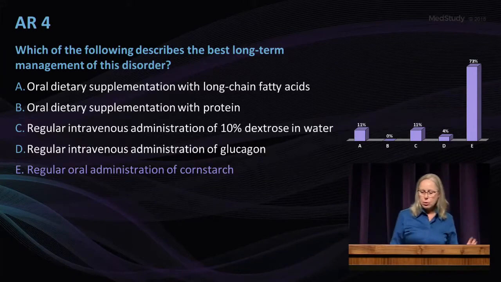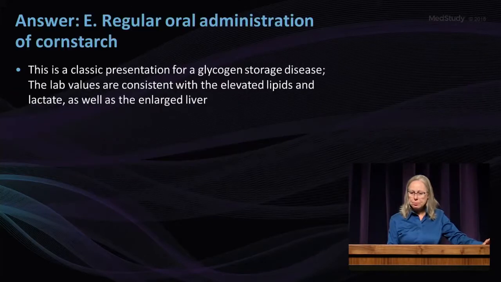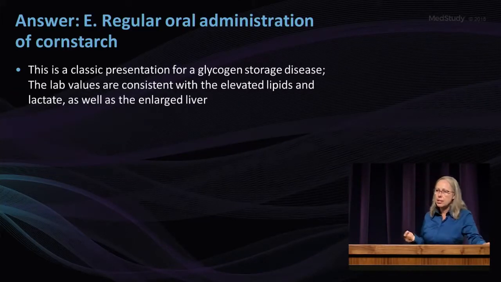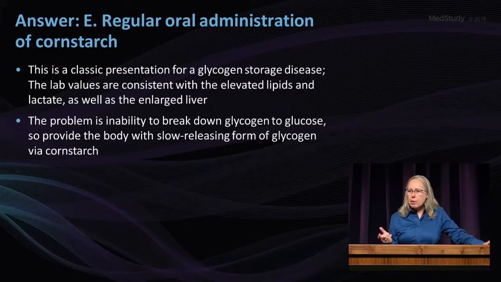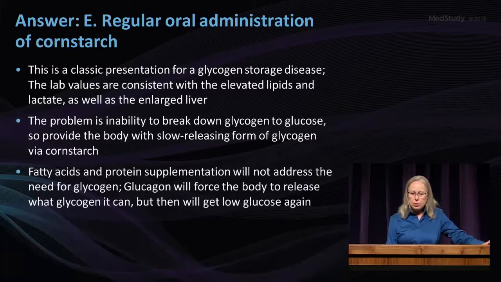Excellent. So this is one we haven't talked about yet. This is intro to the next one. This is a very typical GSD, or glycogen storage disease. We can't break down our glycogen to get it out of the liver to maintain our glucose. We want to help with that by giving the child cornstarch, an accessory starch to get their energy from. Fatty acids and protein supplementation will not address the issue.